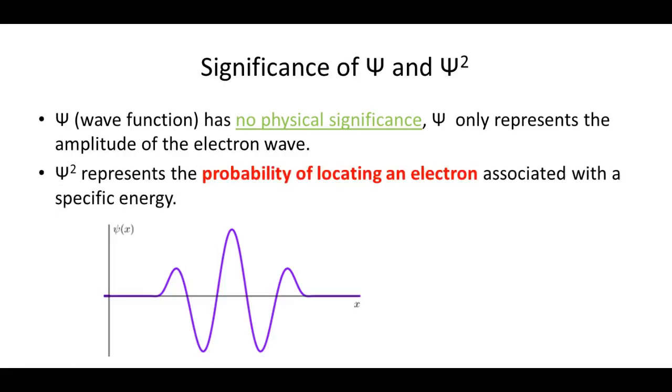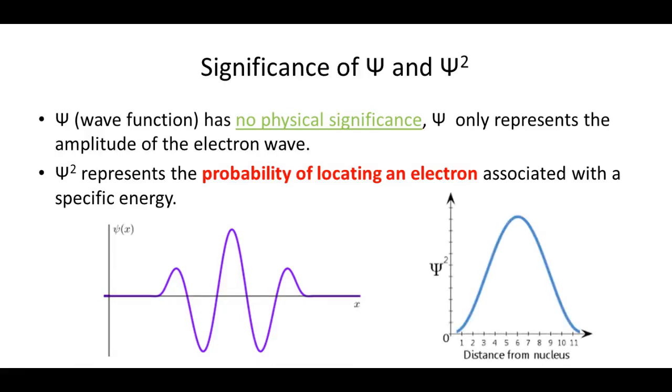So what we are going to do is square this wave function, and on squaring this wave function we get a positive value. So this gives the information about the probability of finding the electron in a three-dimensional space which is associated with a specific energy.